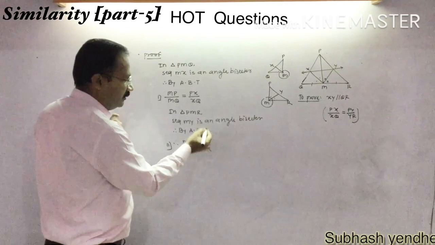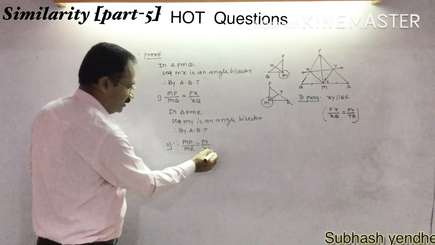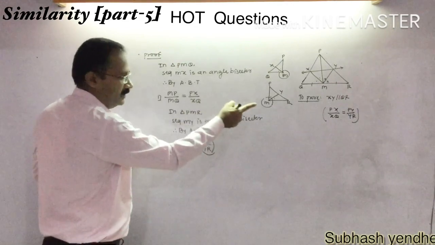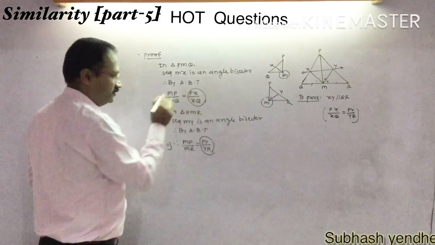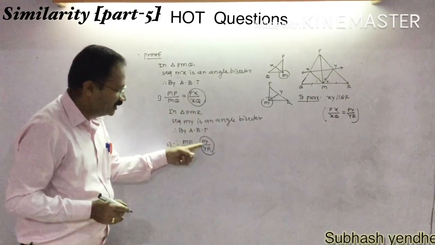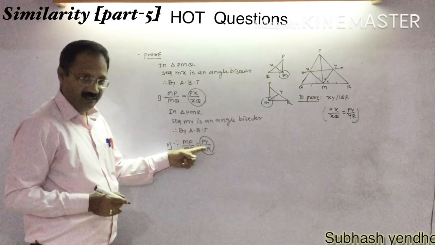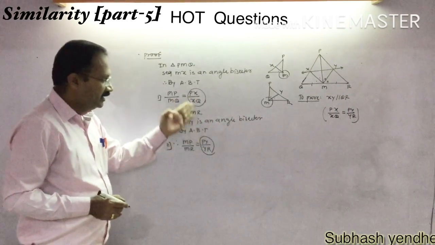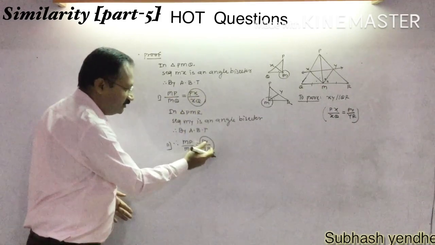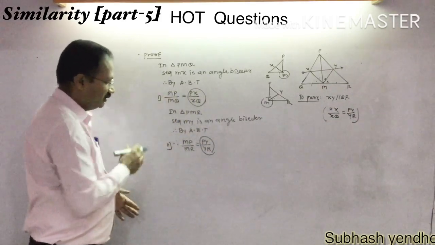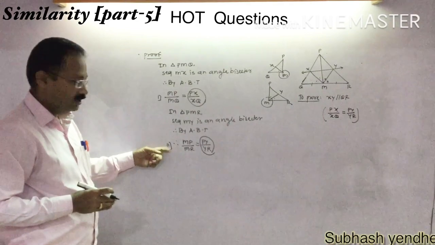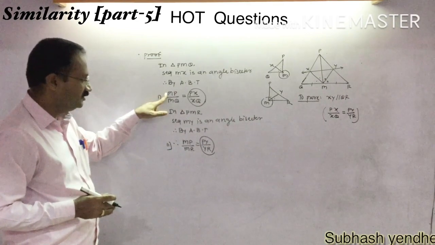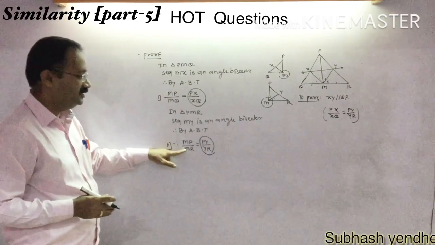Here I got it, PY upon YR in the second, PX upon SQ in the first one. But I have to show that these two are equal, then that line will be parallel. How can I show that? If the right hand side is equal, is the left hand side equal? No. Because here is MQ and here is MR.